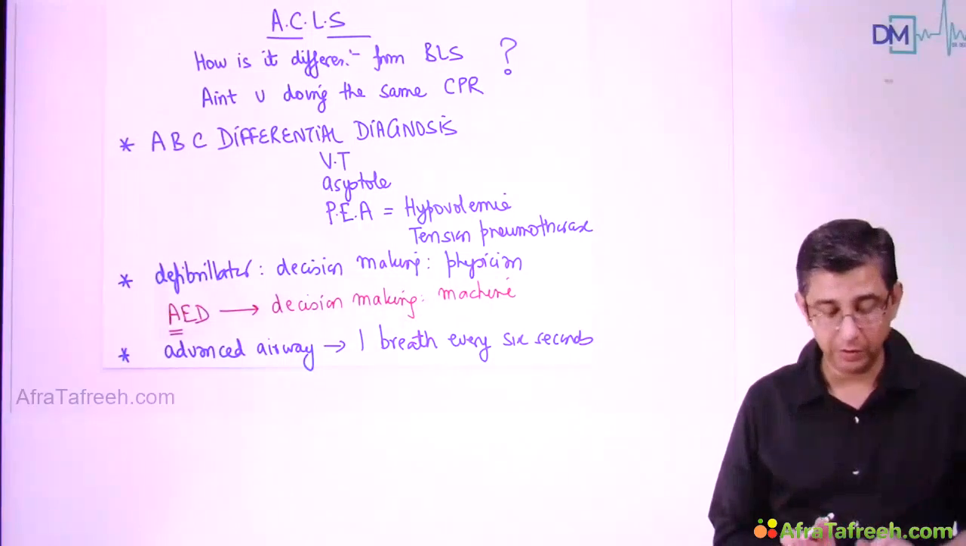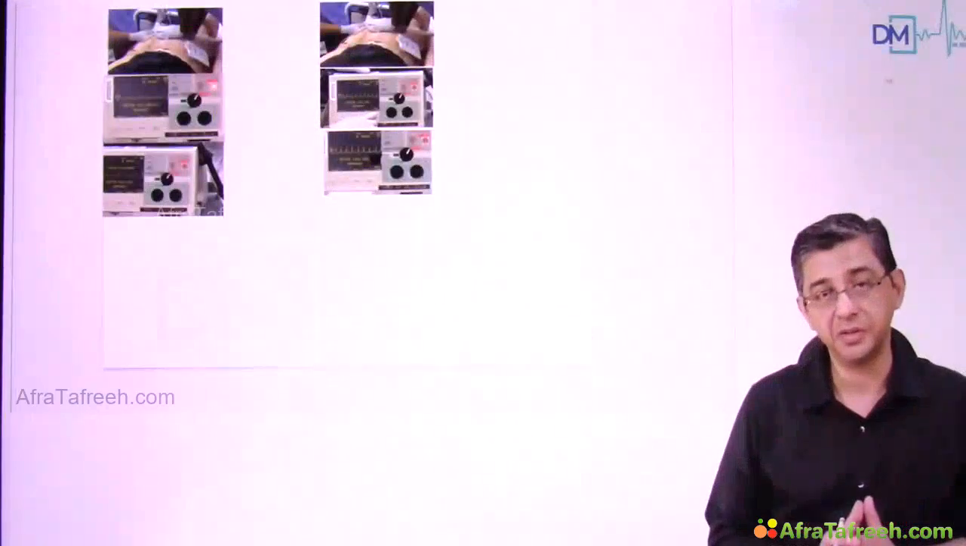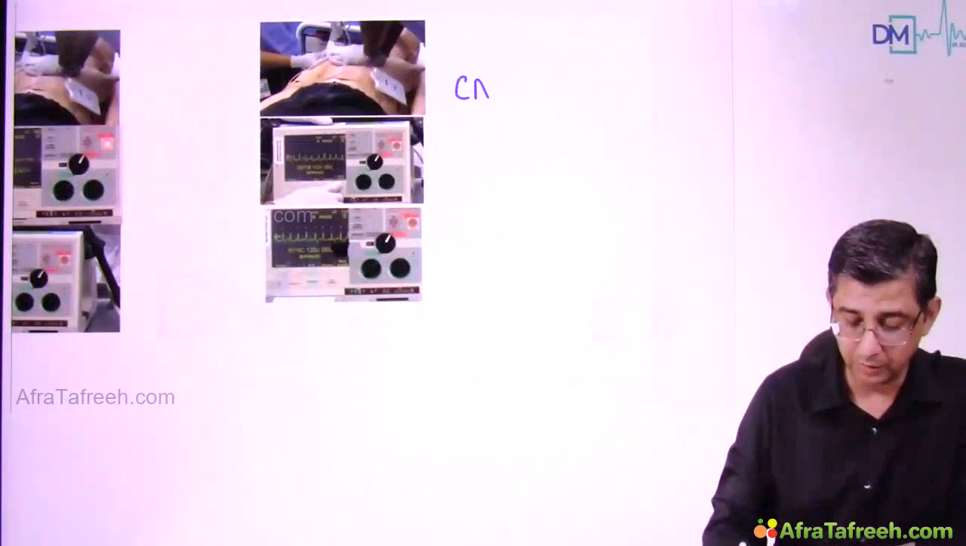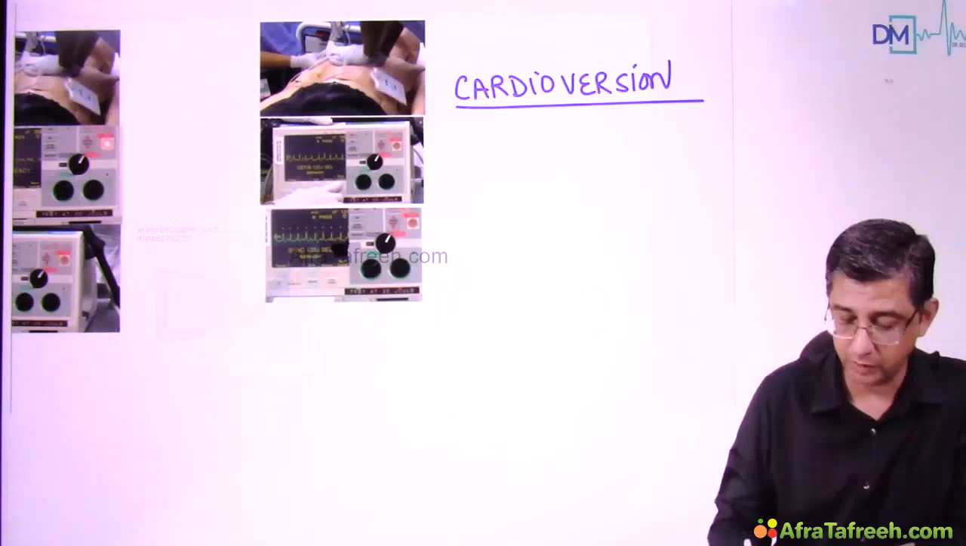After all, you are still giving DC shock to the patient. So what is the difference? The difference is that when it comes to the term cardioversion, you are delivering the impulse with respect to the peak of the R wave. So cardioversion means synchronized DC shock.